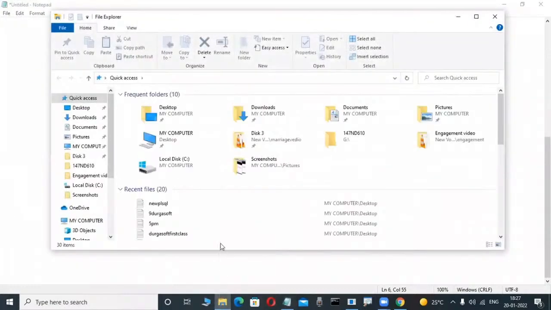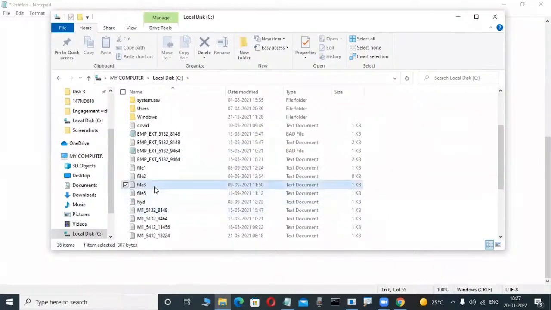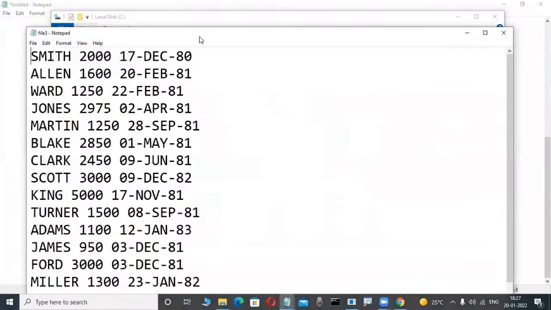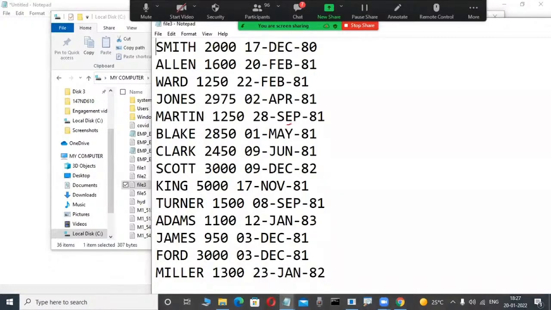In the olden days, before 1960, they were storing data only in a file format, like this. In the future, we will learn more. This file format is also a way of permanently storing data. But here, employee details are there.